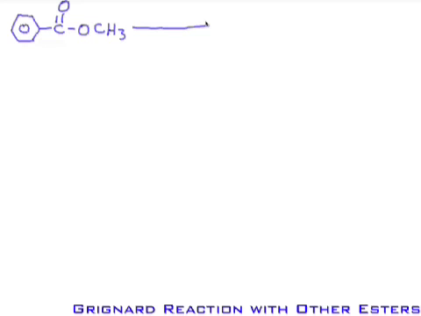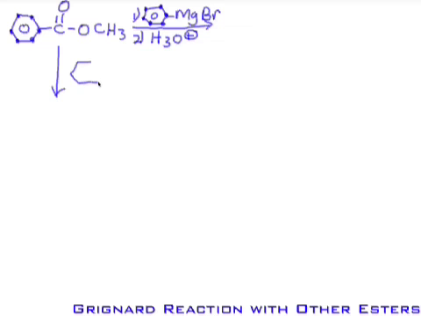And we're going to react this with phenyl magnesium bromide in ether, and then add acid. Okay, we're going to react this, as I said, with phenyl magnesium bromide, and the phenyl group is attracted to the carbonyl.